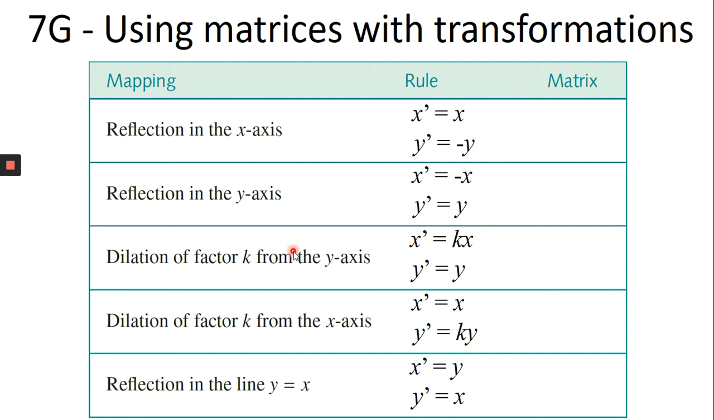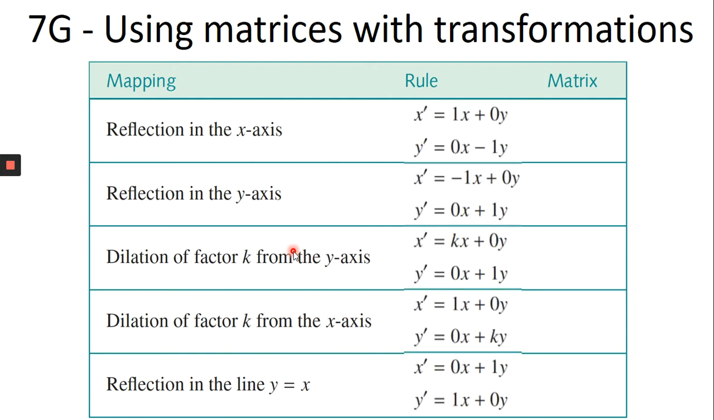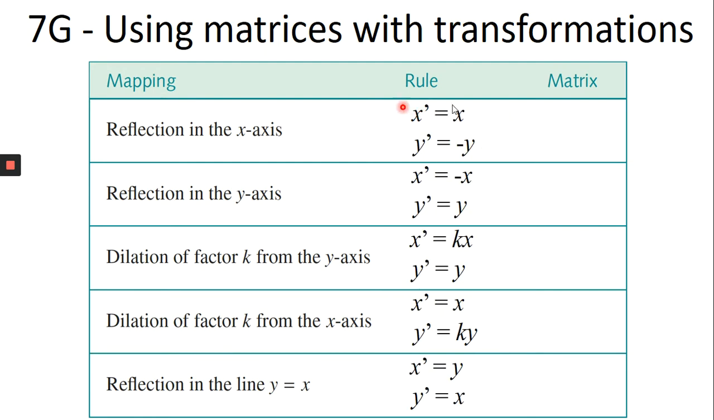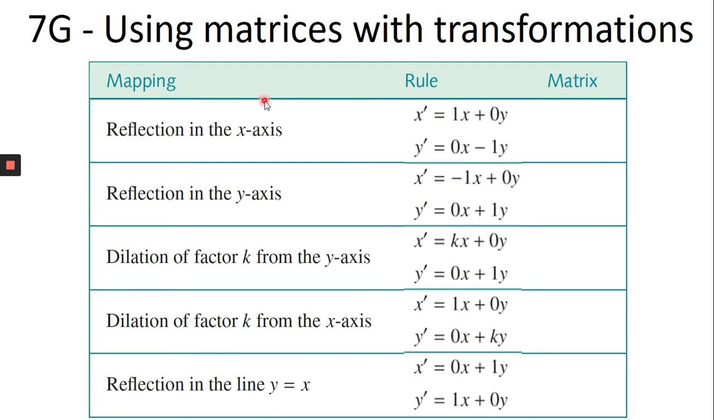Now we can take this notation and just change it slightly. So watch what happens here. We've still got a reflection in the x-axis, the x doesn't change, and the y goes to minus y. So if we put in 0y, that makes no difference at all, does it? So that is just x equals, and 1x we know is just x. So that is the same as x equals x, it's just written in a different way.